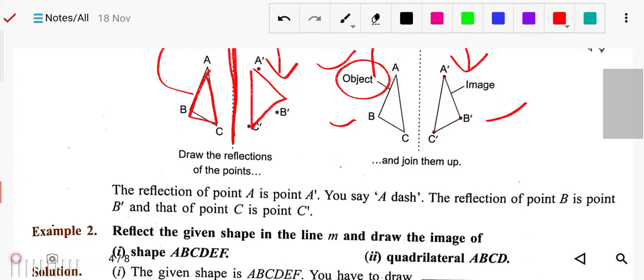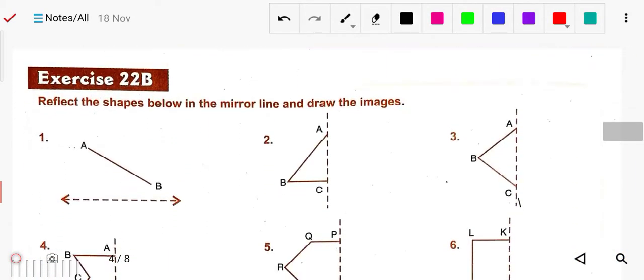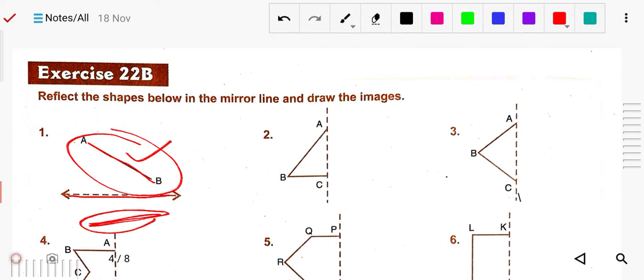Let's see some examples. Directly solve exercise 22b: reflect the shapes below in the mirror line and draw the images. This is the mirror line, and here you have to draw the images. If you see this image in your mirror, how will it look? You can do it practically also. At home, take the help of a mirror, and you can see which type of image is forming.